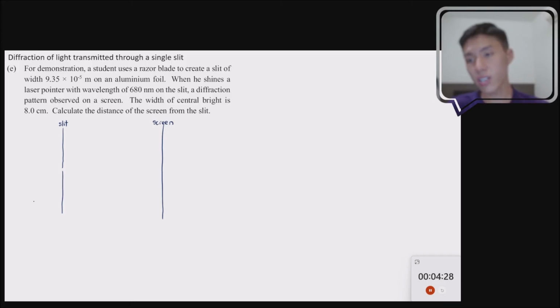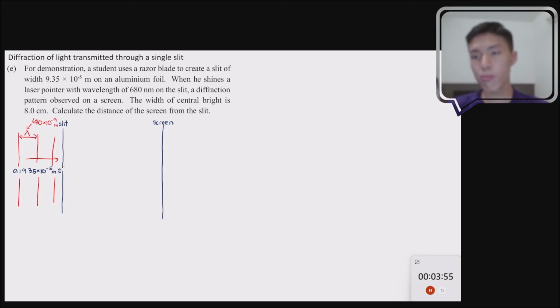So they create a slit of width a equals 9.35 times 10 to the power of negative 5 meter. So this is the width of the slit, the size of the slit. Then they shine a light of 680 nanometer. So this is probably red, I think. Okay, so this is the light that is shining onto the slit, and it has a wavelength of 680 nanometer.